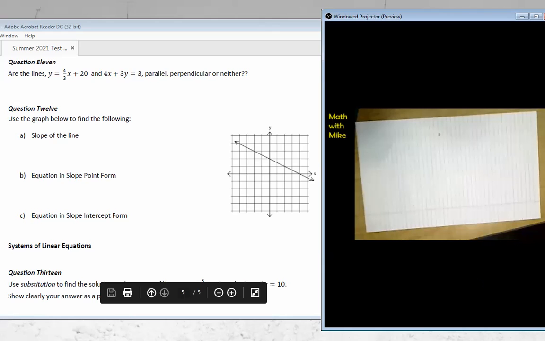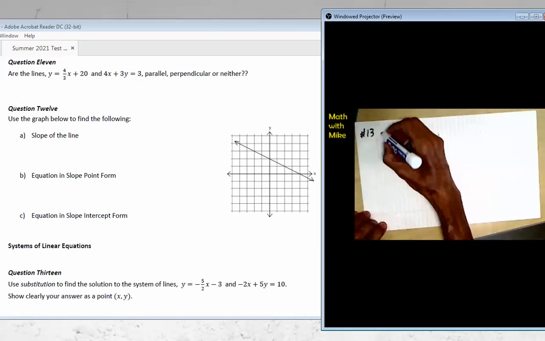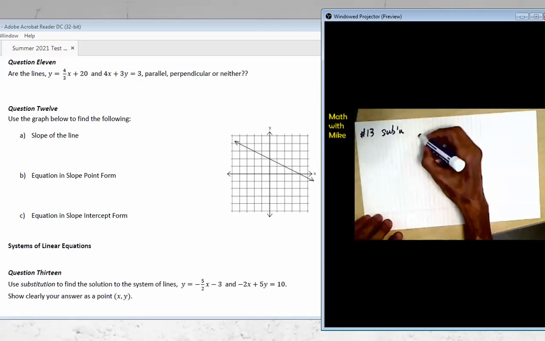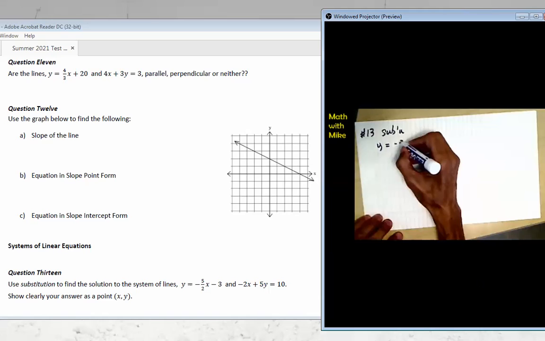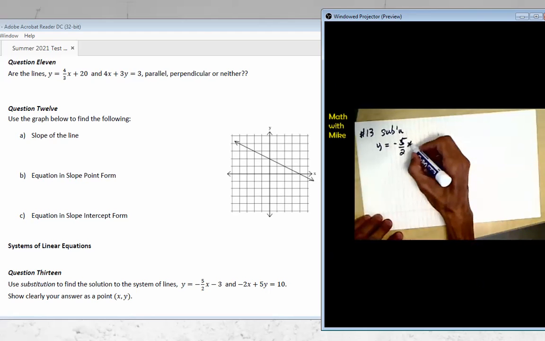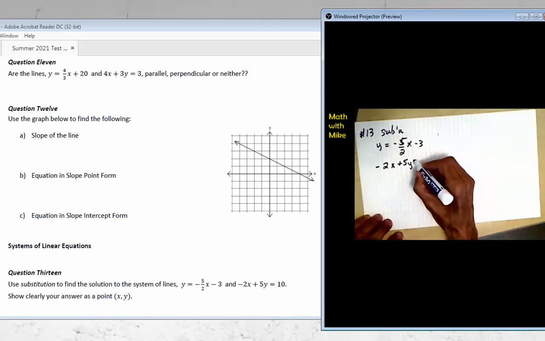So I'm going to copy the system down on the camera, make it a little bit bigger, and then work it out. So this is going to be with substitution. Yeah, weird numbers. I don't know who made this question, but even weirder if you copy it down wrong. So that's y equals -5/2 x minus 3. And then the other equation is standard form: -2x plus 5y is equal to 10.